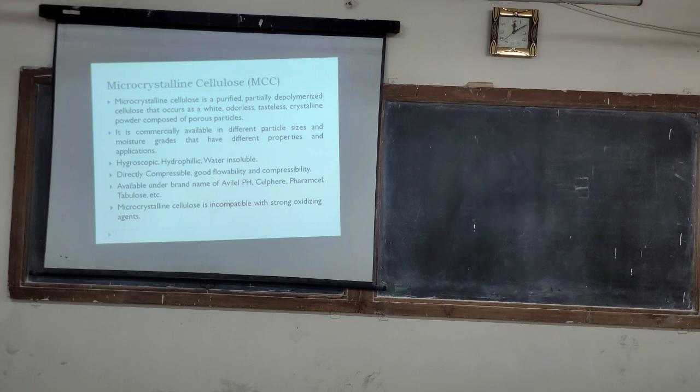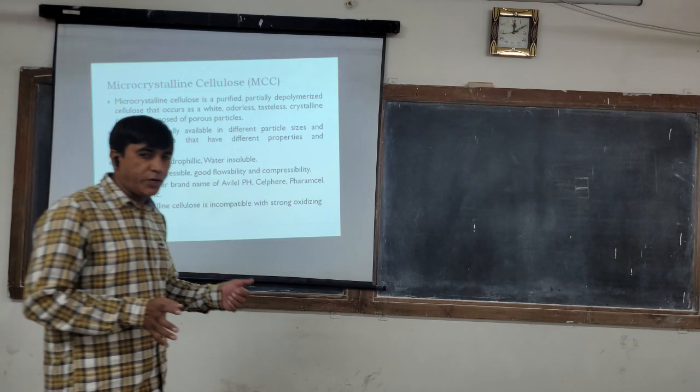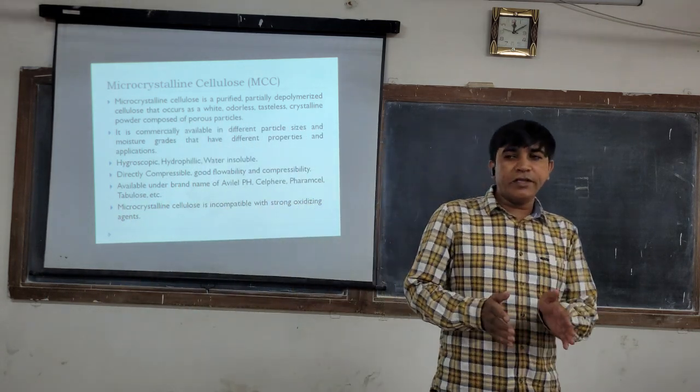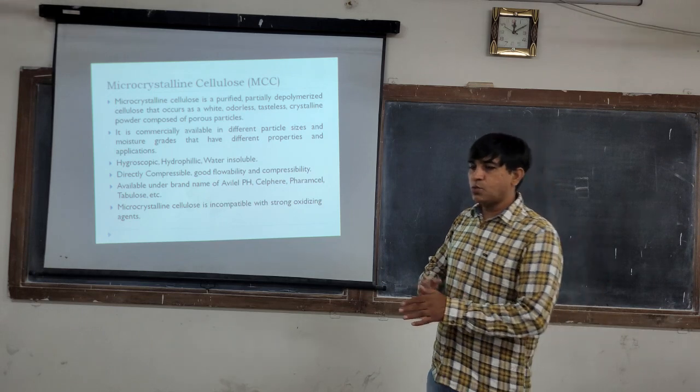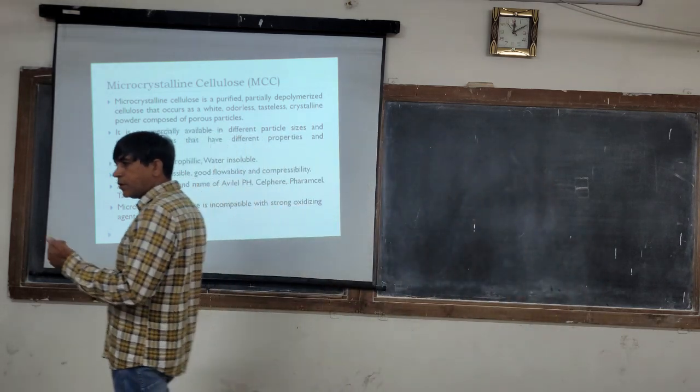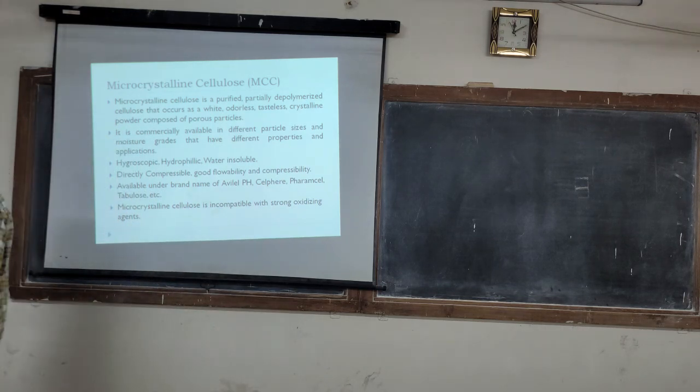Next is microcrystalline cellulose. It's a semi-synthetic derivative of cellulose. Cellulose is obtained from plants, and by modifying this cellulose, we can produce microcrystalline cellulose. The commonly available brand name of microcrystalline cellulose is Avicel. Originally, it was marketed by FMC Corporation. At present in India, it is marketed by Sigma Aldrich. This Avicel or microcrystalline cellulose is available under different grades.